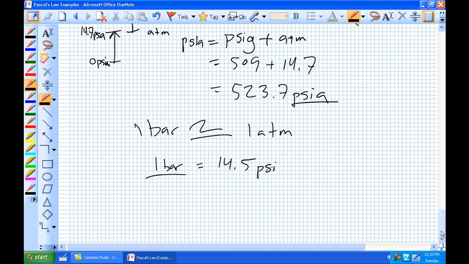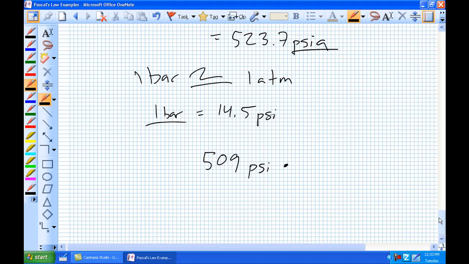So if 1 bar is equal to 14.5 psi, and I have a gauge pressure of 509 psi, what is that pressure in bars? Well, do our unit conversion. What do we want on the top? 1 bar divided by 14.5 psi. What we don't want on the bottom, these guys cross out, and we get a pressure of 35.1 bars. Basically 35 times roughly the atmospheric pressure.